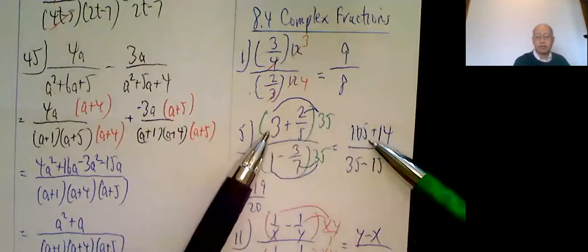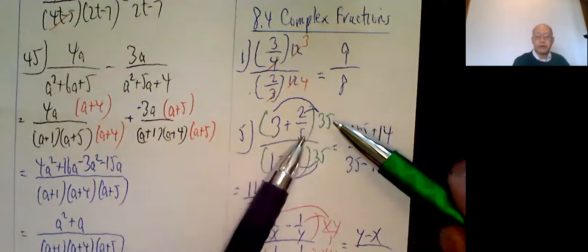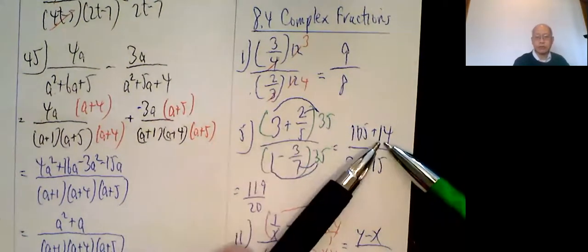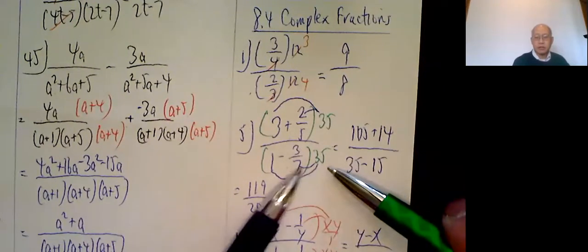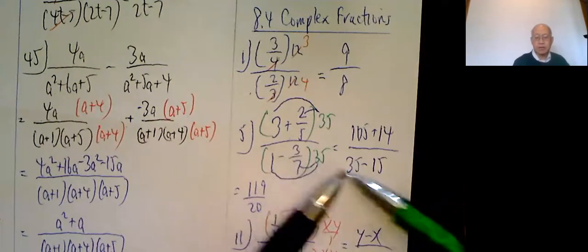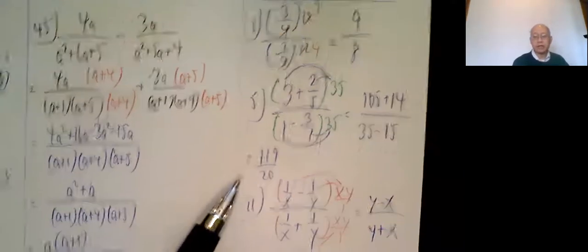Okay, 35 times 3 is 105. 35 times this fraction, well, 5 goes into 35 7 times, and then 7 times 2 is 14. 35 times 1 is 35. 35 divided by 7 is 5. 5 times 3 is 15. Okay, so this looks a lot nicer. And that gives me 119 over 20.